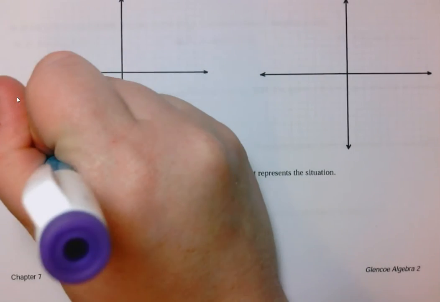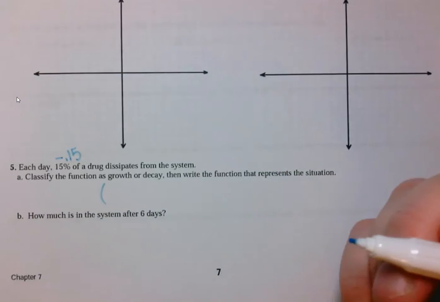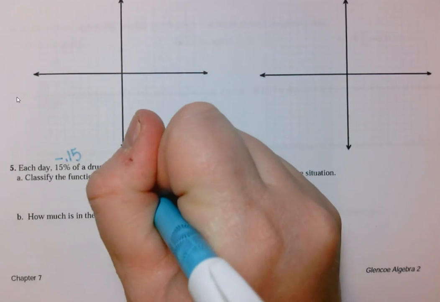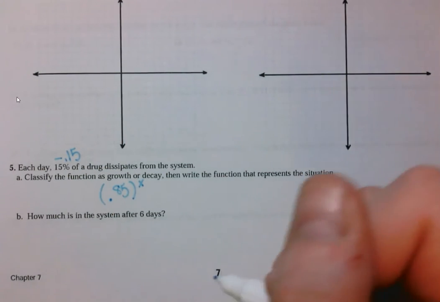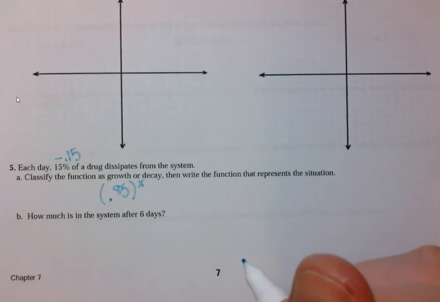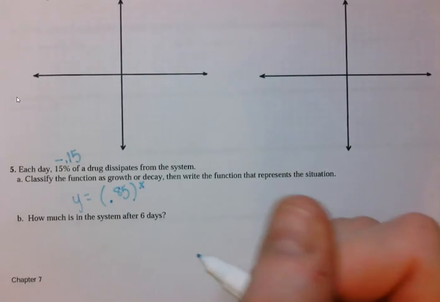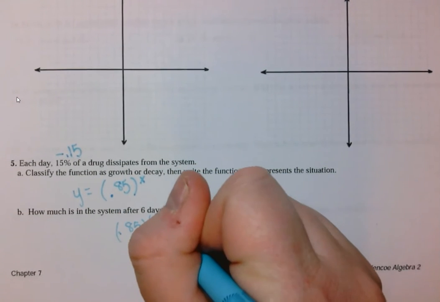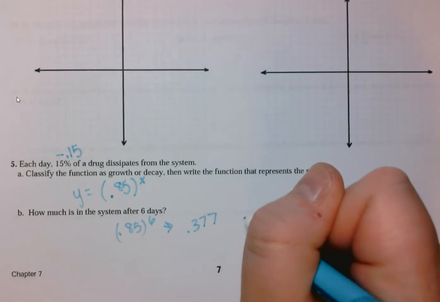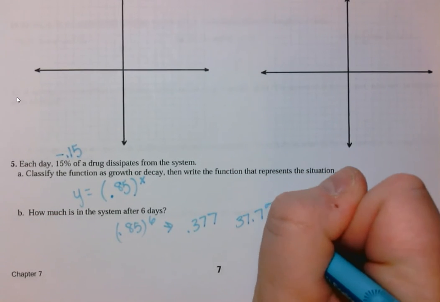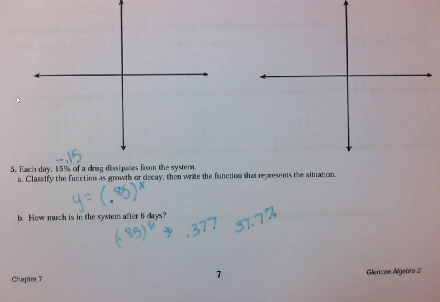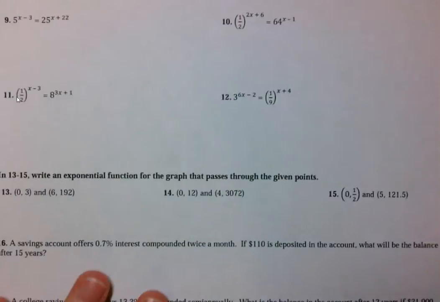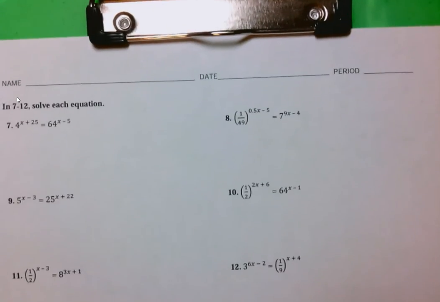So dissipation means you're subtracting 0.15 each day. So out of 100, you would have 85% x. And so plugging that in, that's the equation. So y equals, and then how much is in the system after 6 days? So you take 0.85 to the 6th, that gives you 0.377, which is roughly 37.7% of the original drug. Going on to the next page. I don't normally ask you to write equations, so I don't know why that one's on there.